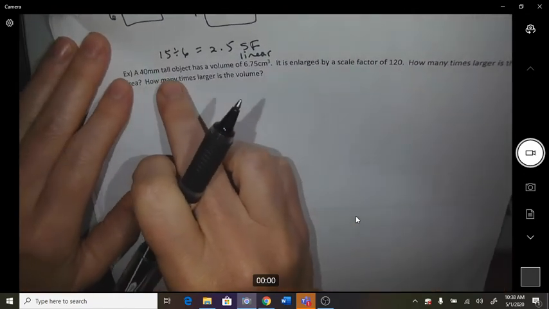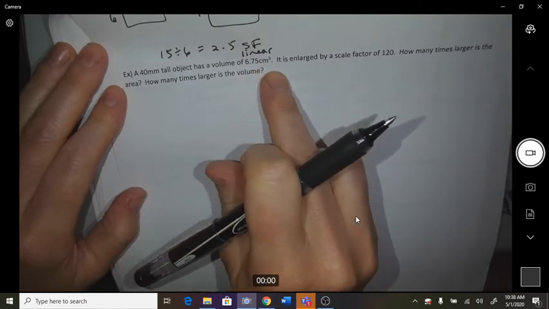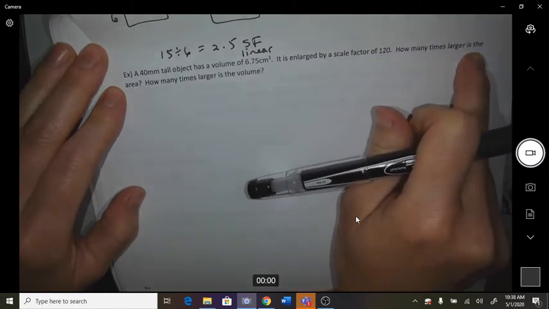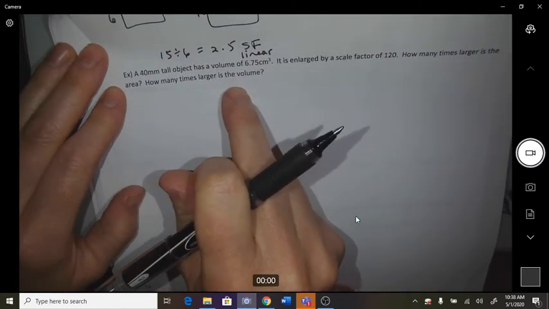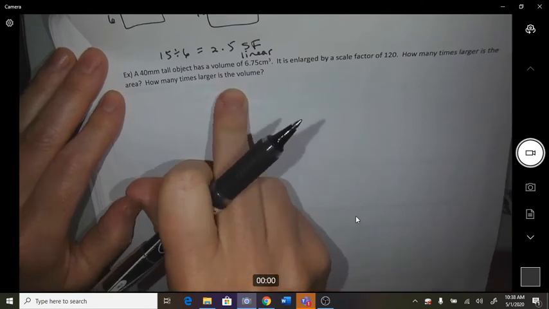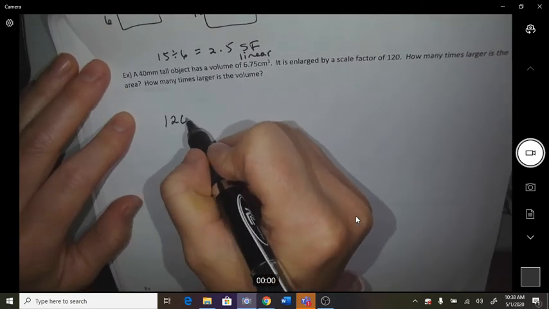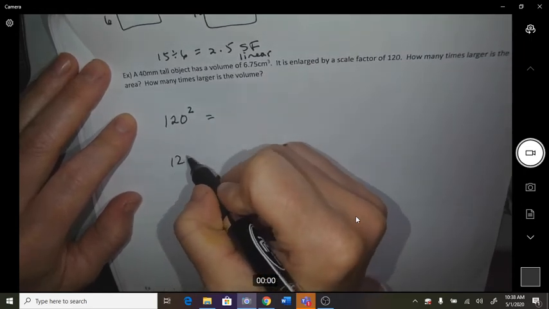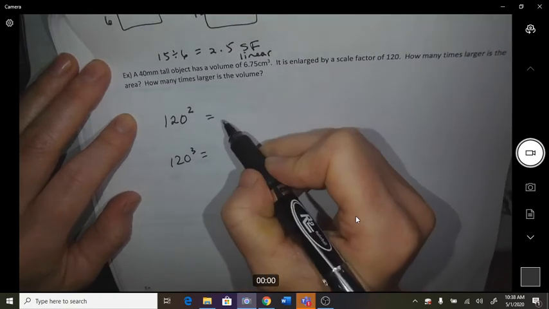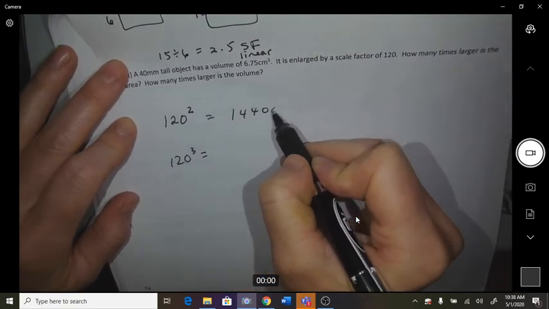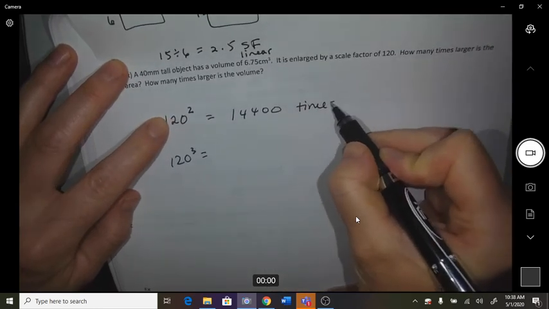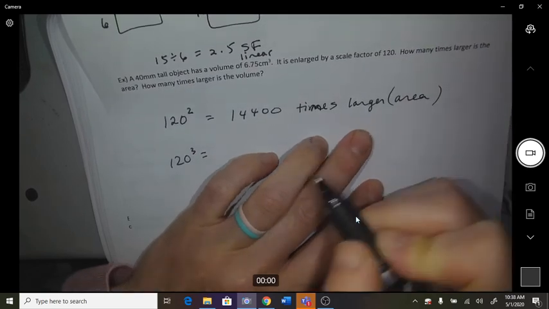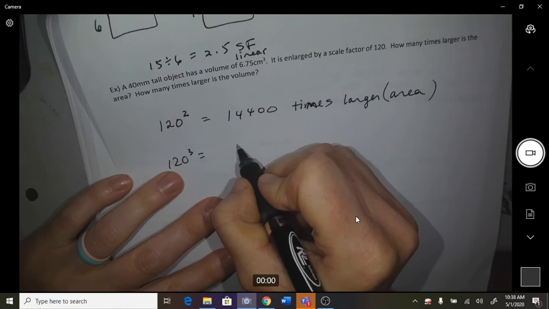A 40 millimeter tall object has a volume of 6.75. It's enlarged by a scale factor of 120. How many times larger is the area? How many times larger is the volume? Okay, so if the scale factor was 120, we're just going to say 120 squared for the area and 120 cubed for the volume. So the area and the volume are going to be really big numbers.